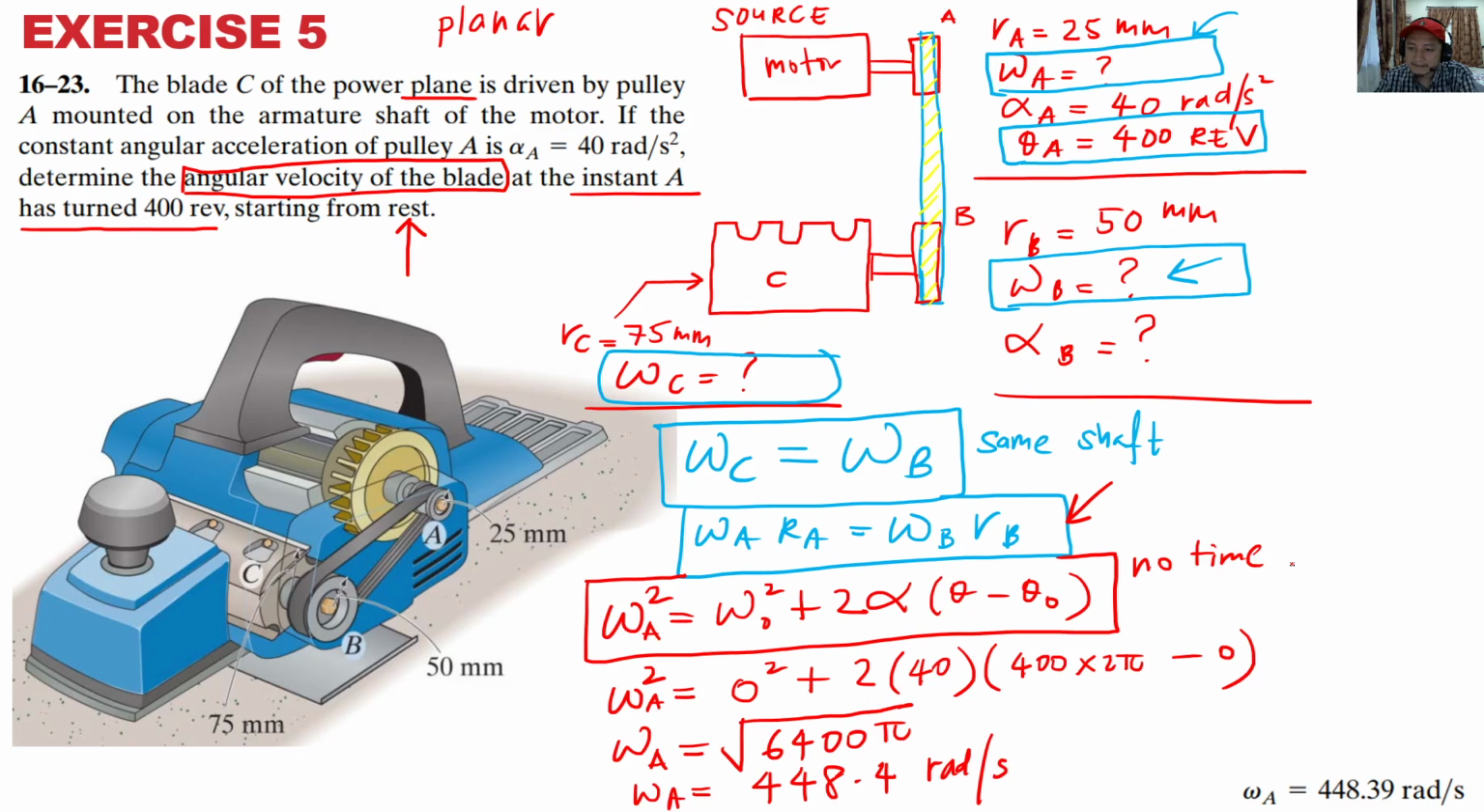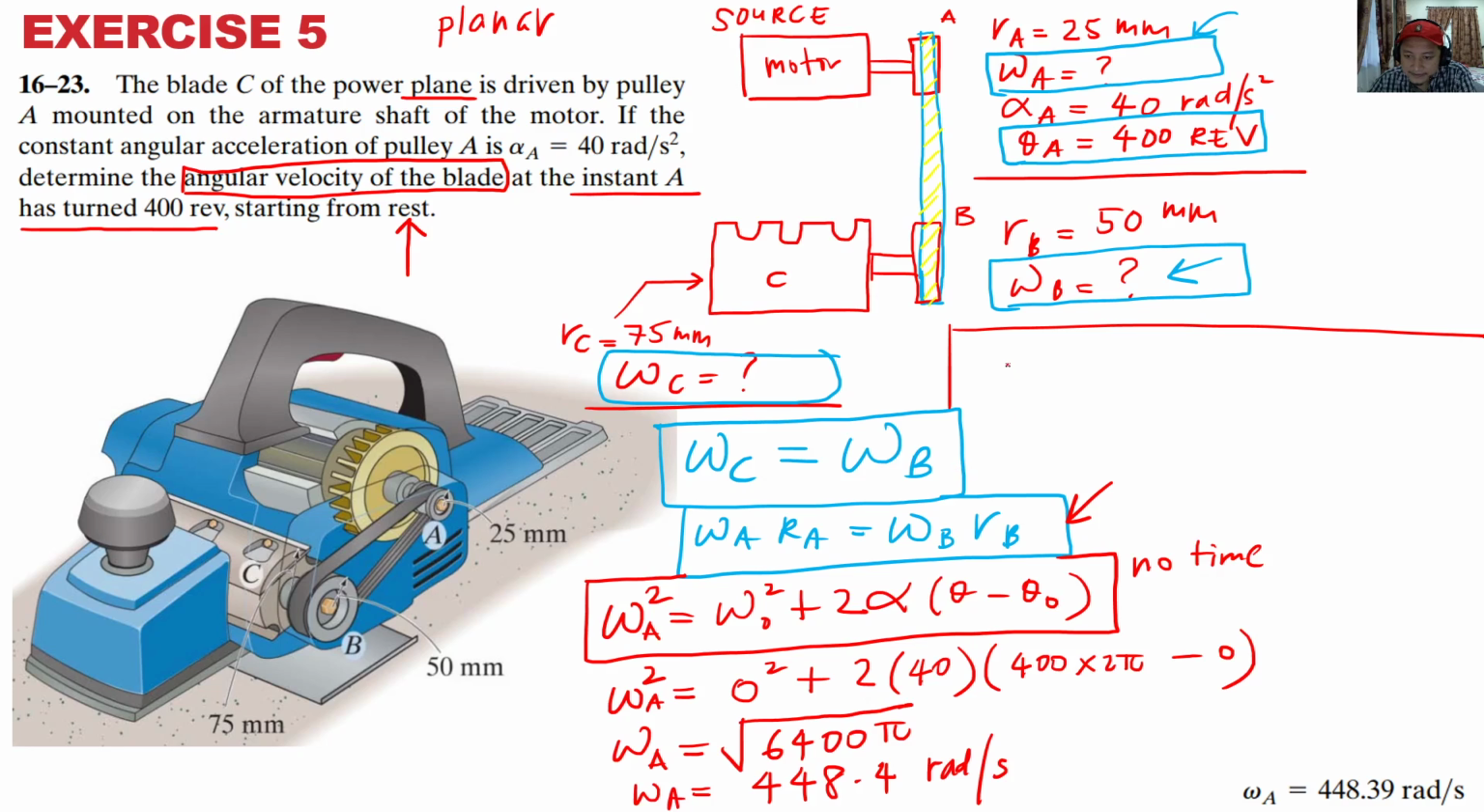So where should I plug in? Make some space. Oh, we don't need to know. You can solve using this one. Omega A RA is equivalent to omega B RB. Omega A we know already, 448.4. Radius A is 25.